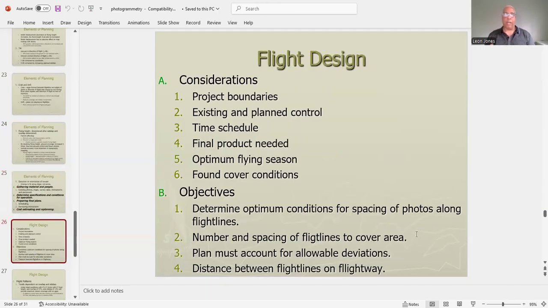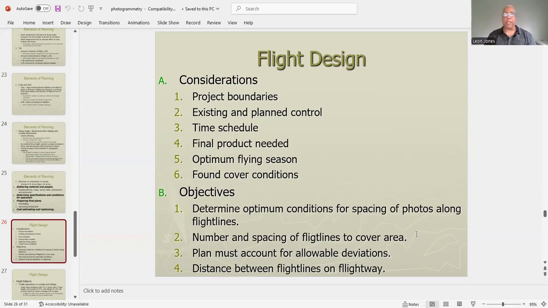So, flight design. A, considerations. 1, you need project boundaries. 2, existing and planned control. 3, you need a time schedule. 4, there's a final product needed. 5, optimum flying season. 6, ground cover conditions.